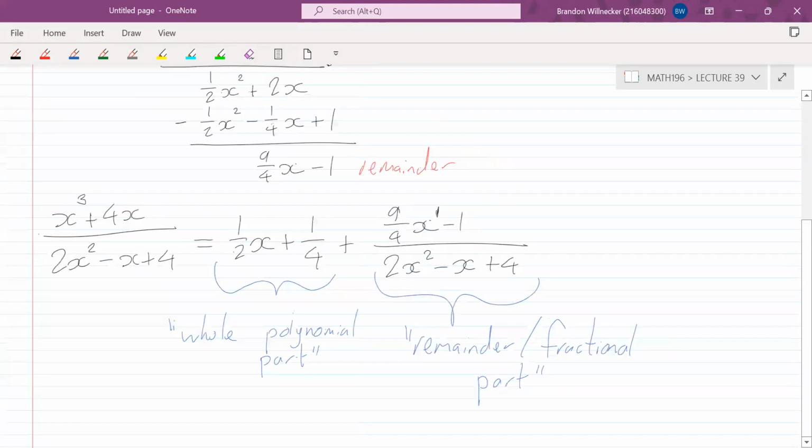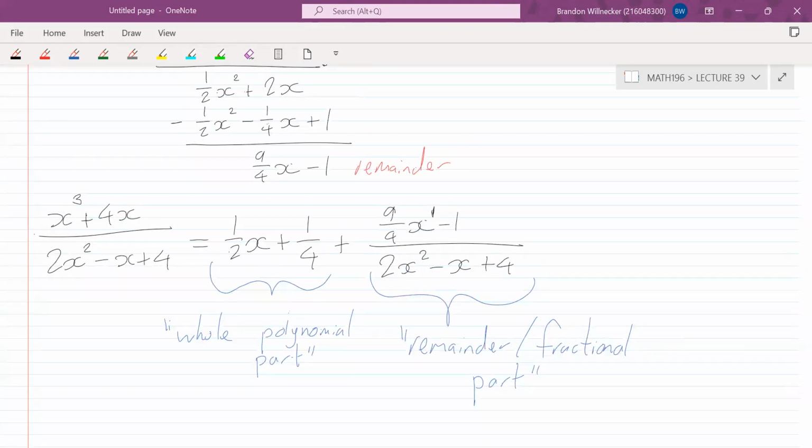Okay, so again, the whole idea is to take this complicated rational function that has a higher degree numerator than the denominator and try to simplify it by doing the division. So we have the whole polynomial part, which is a lot simpler, and then the leftover fractional part that we're going to have to deal with.